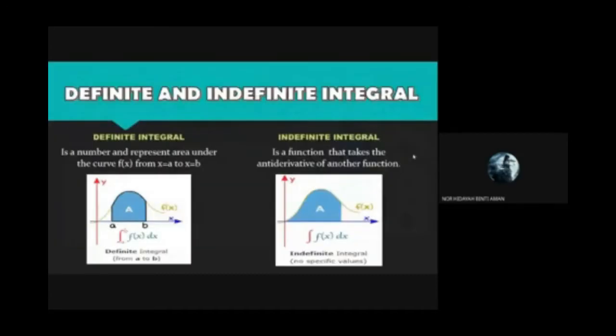So, integral has two types. One is definite integral and another one is indefinite integral. Definite integral is a number and represents the area under the curve f(x) from x equals a to x equals b. Meaning here, the definite integral has limits. For the indefinite integral, it is a function that takes the antiderivative of another function. As you can see here, it doesn't have a specific value for the x.